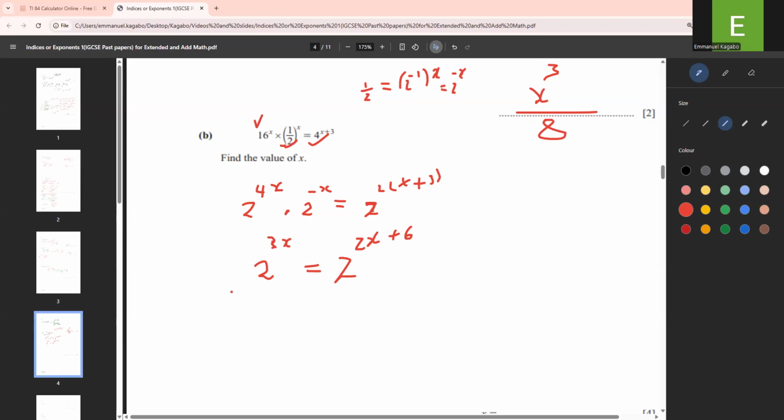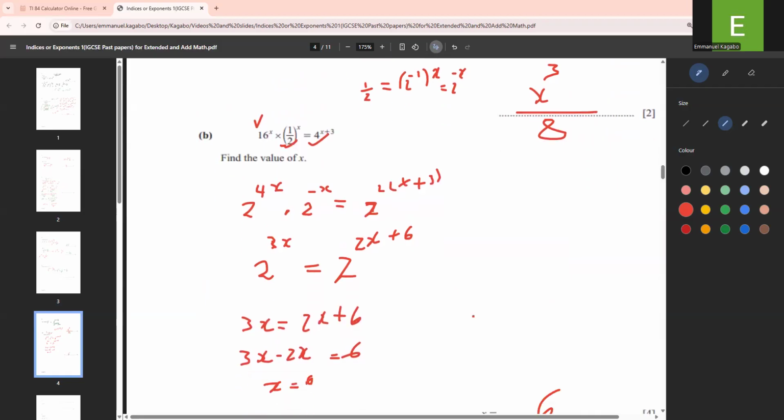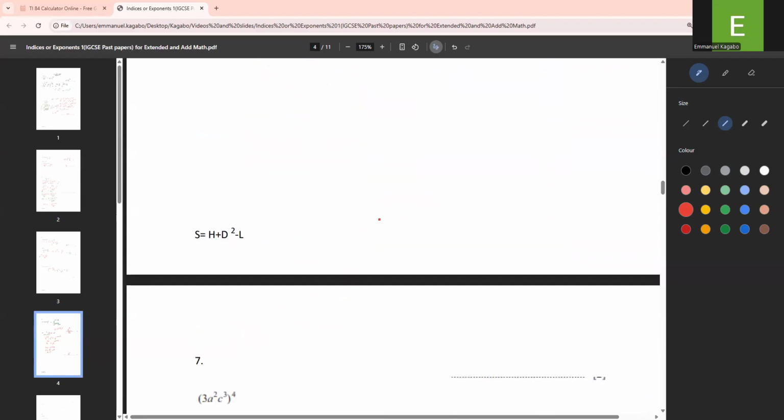Okay, now if bases are equal, powers are going to be equal. So that means I'll get 3x. Bases are the same, powers are going to be the same. So this is 2x plus 6. And this is, collect like terms, 3x minus 2x equals 6. What do I get? I'll get x equals 6, and the answer is here. By the way, for all of these questions, if you want, you can go back and substitute there. You check your answers, okay? Very important to check if your answer is correct.